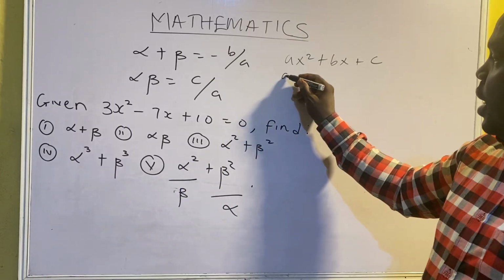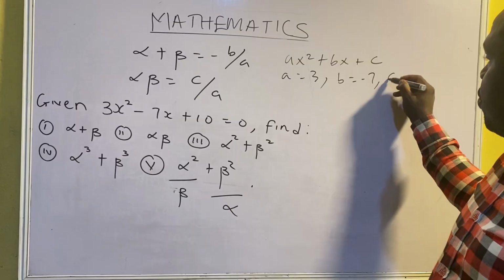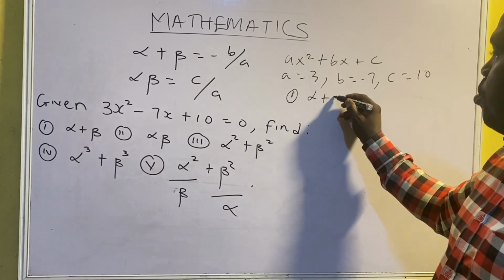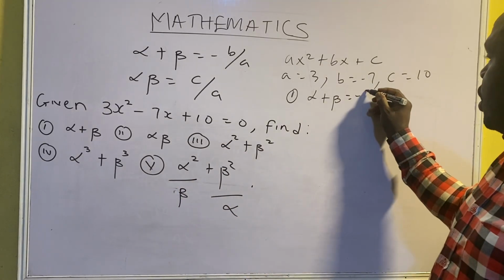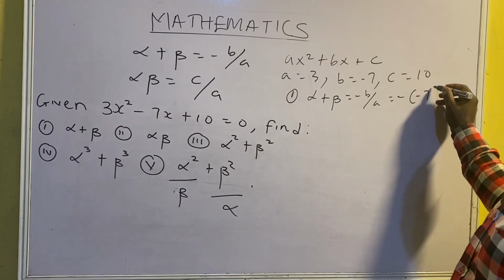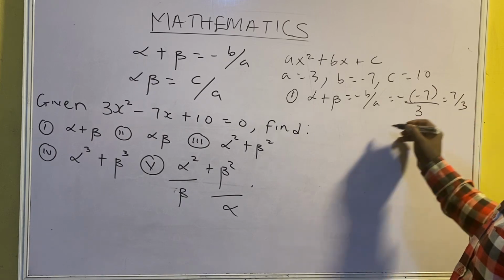So, here, my a there is 3. My b there is minus 7, and my c there is 10. Okay, so number 1, my sum of roots, therefore, is going to be what? Since sum of roots is minus b over a, so that's minus minus 7 over what? Over 3. So that's 7 over 3.